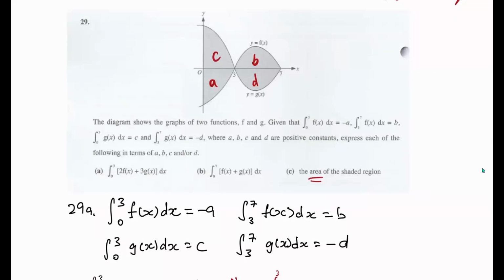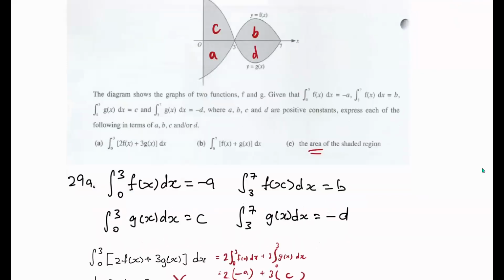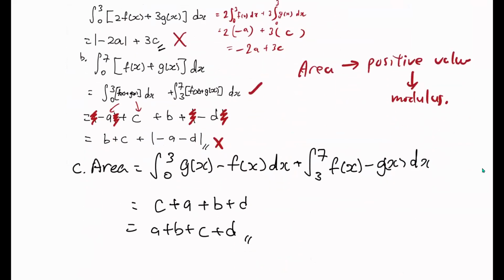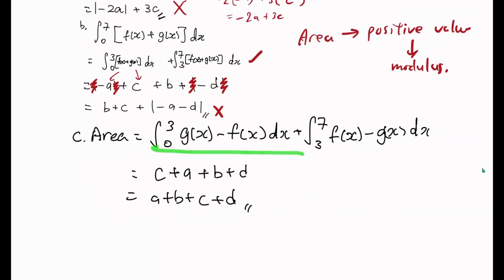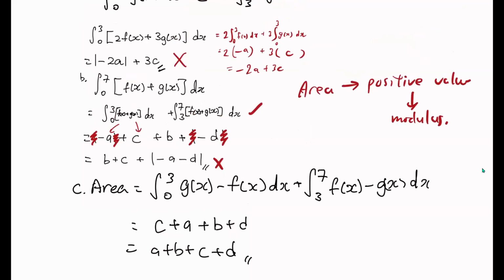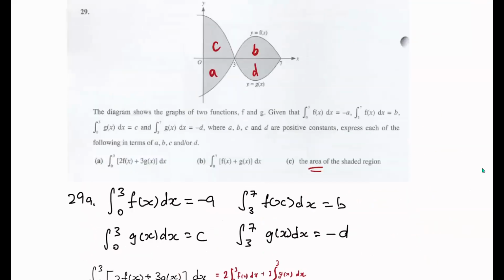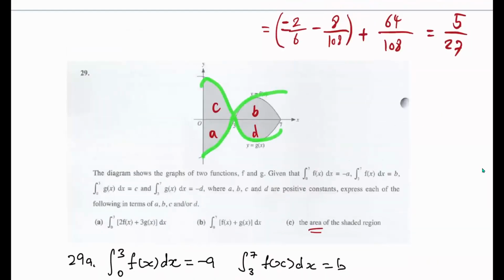Then part C, the area of the shaded region, which is it? Let's see. So area of the shaded region will be integral gx minus fx and go from 0 to 3. Let's see. G of x is here, f of x is there. So upper minus lower, 0 to 3. That's fine, good.